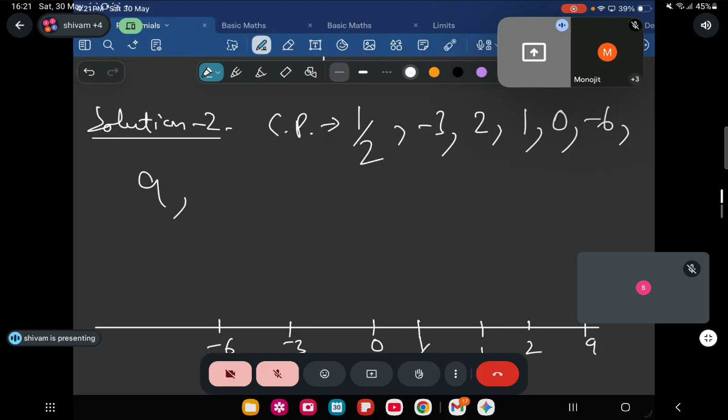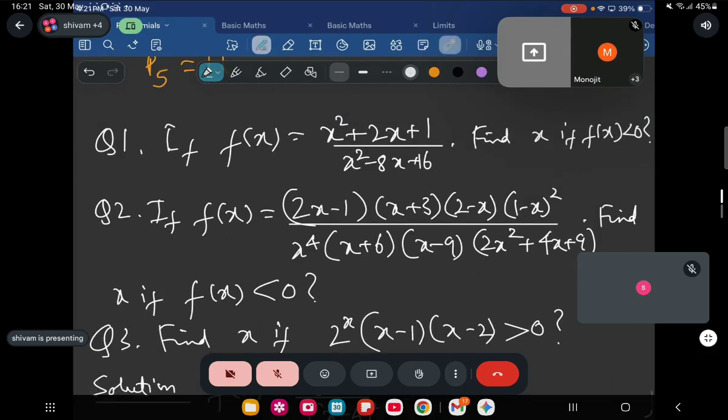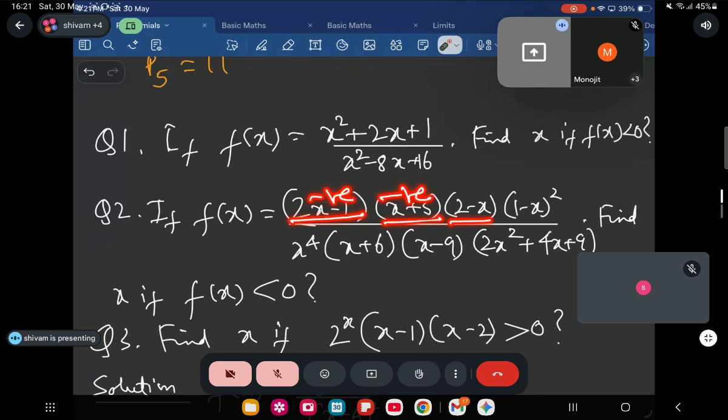Now over here, if you take any value which is less than -6, substitute. This is positive or negative? When you substitute anything which is less than -6, this is negative. This is positive. So numerator is positive or negative? Positive. Numerator is positive. Done.